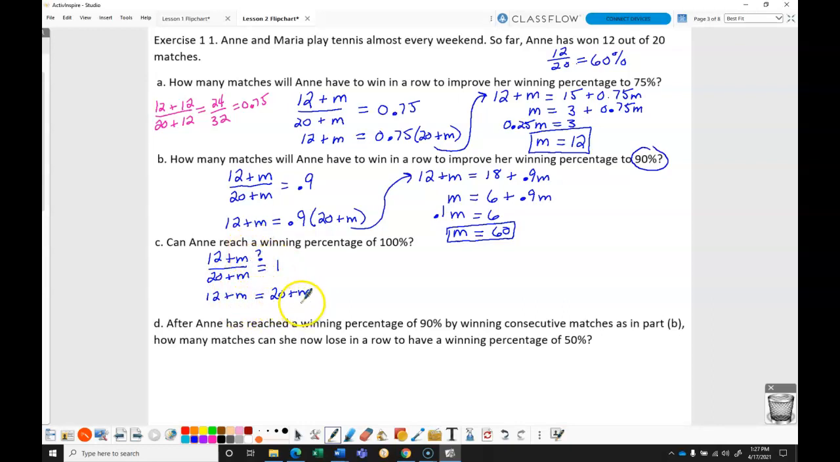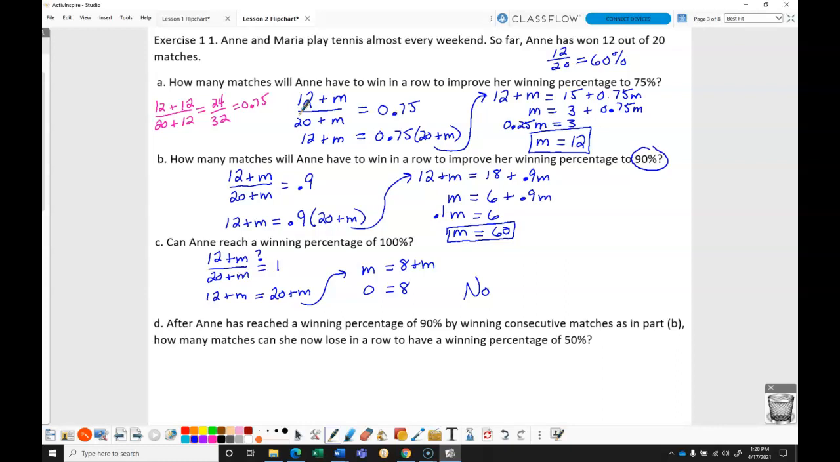So now when I go to solve this from this point, I'm going to subtract 12 from both sides. So that gets me m equals 8 plus m. Now I'm going to subtract m from both sides. And I get this really wacky statement that 0 equals 8. Basically what that's telling me is no, she can never reach 100%. And it's because she's already lost 8 games here in the beginning. She could get close to 100% with the more games she wins, but she can never reach it. And so we understand that concept as being an asymptote. So that's what she's looking at there.